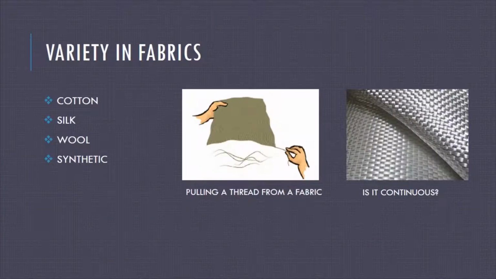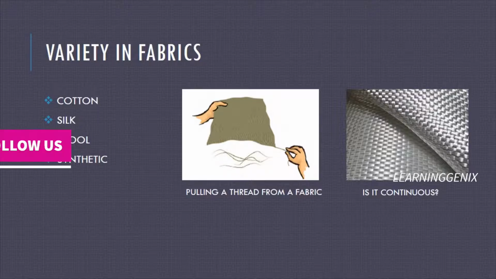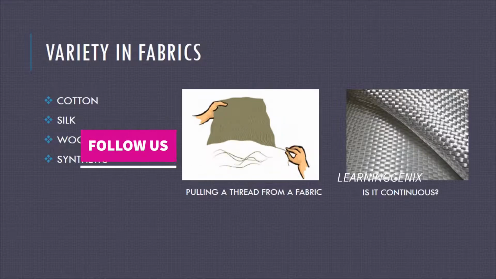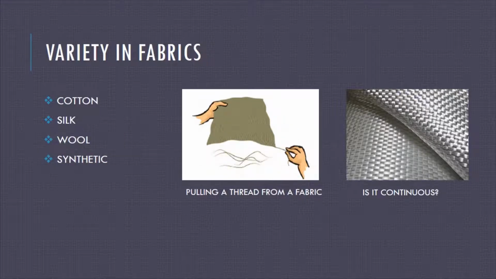In our previous topic, we saw what are fabrics and how to convert fiber into fabrics. In this slide, we will see the variety in fabrics. The first one is cotton, second one is silk, third one is wool, fourth one is synthetic. For example, if you go to a cloth store, you can see different varieties of fabrics. You can identify the fabrics by touching or feeling them. We differentiate fabrics based on their properties, like soft for cotton and smooth and shiny for silk.